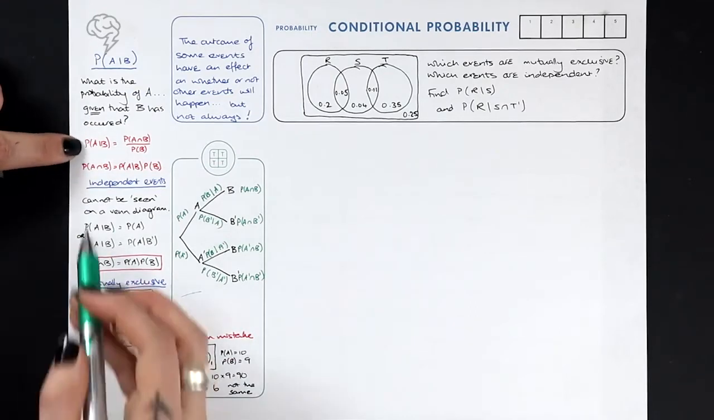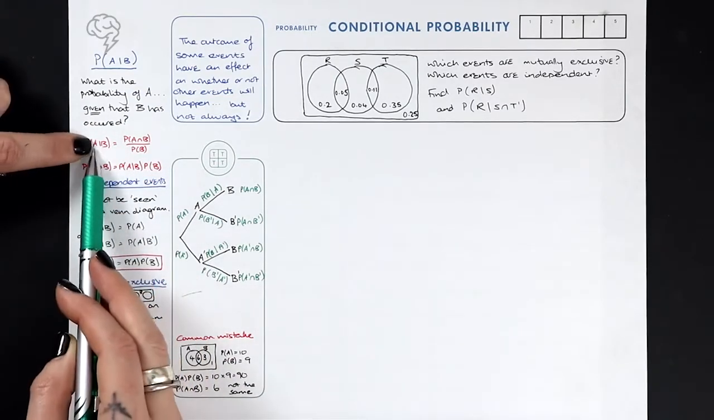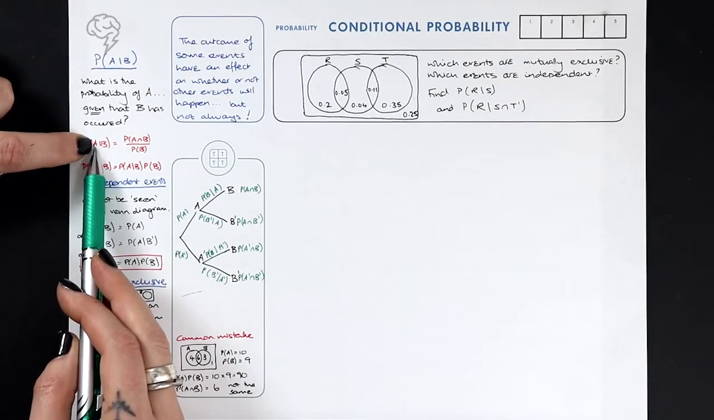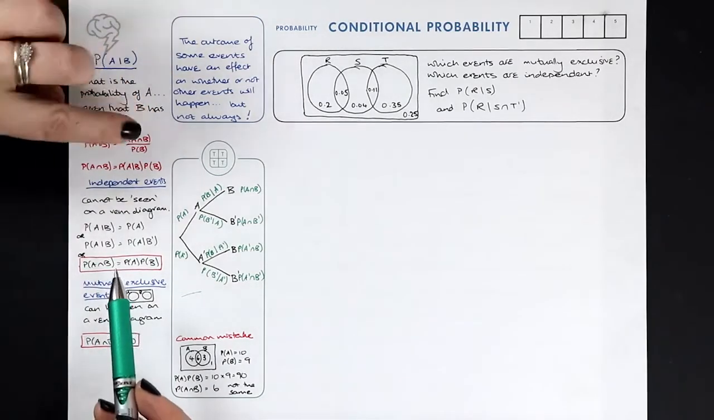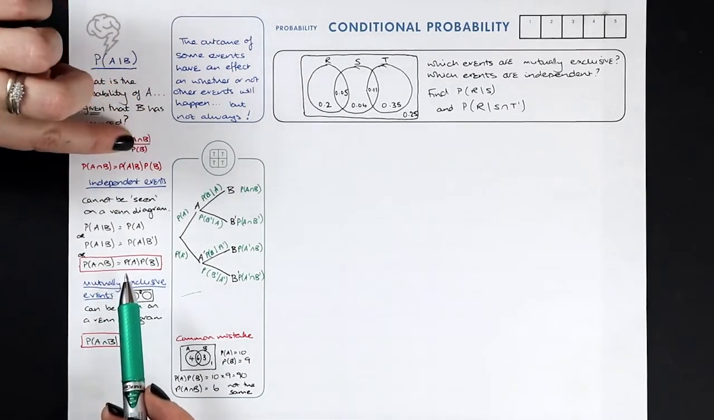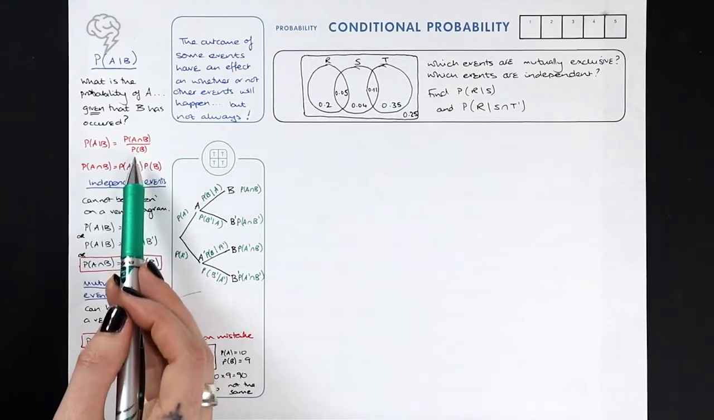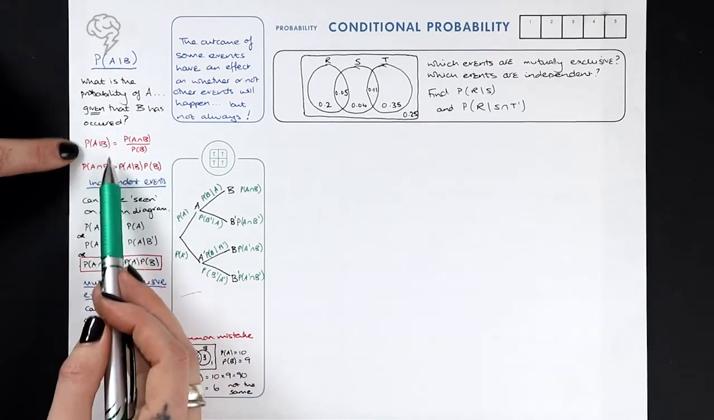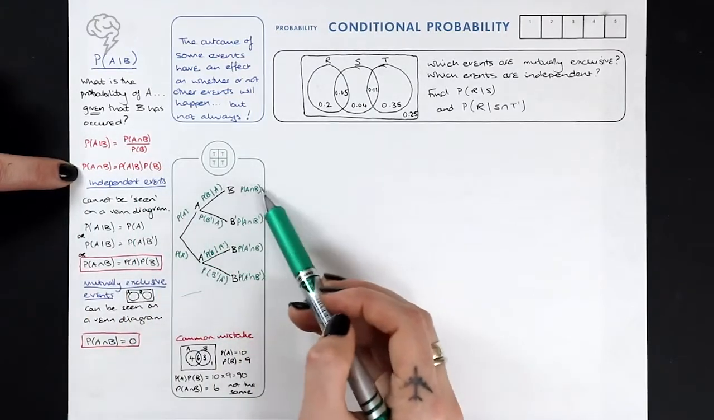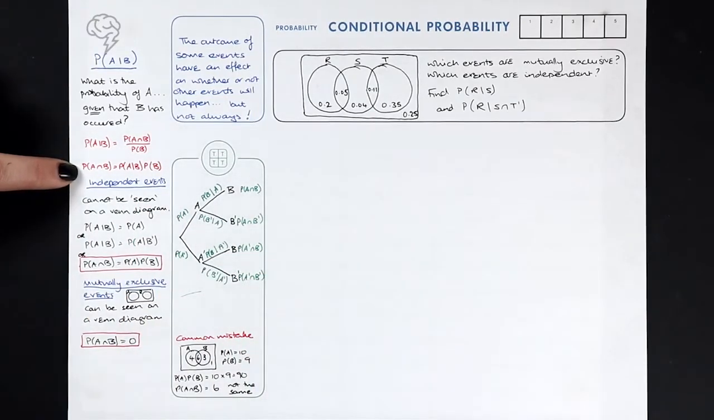So this is what it looks like. It's got a vertical line. The thing at the front is the thing you're asking about the probability of. So this is the probability of A given that B has happened. And the formula that you need to use is the intersection divided by the probability of the thing that's happened. That's the formula that you use. If you rearrange it by putting the probability of B up there, you get this, which matches what you understand already from a tree diagram.